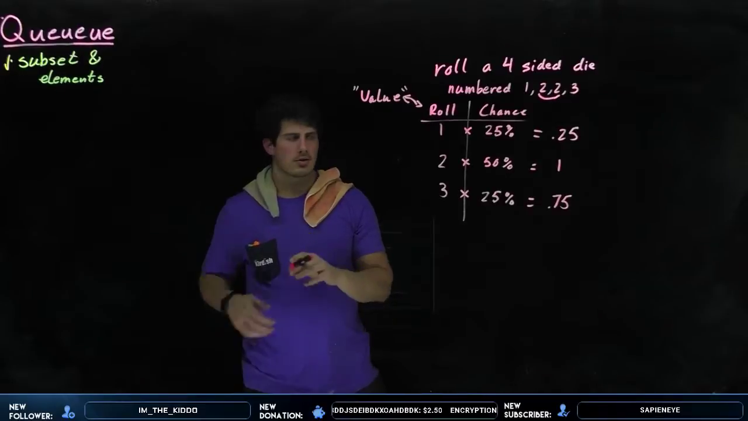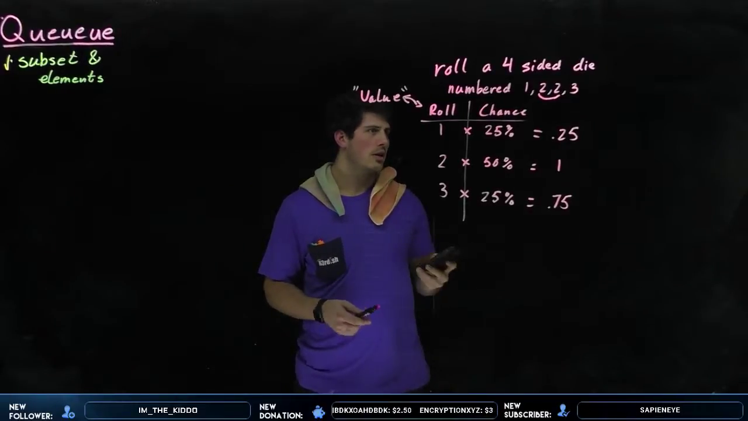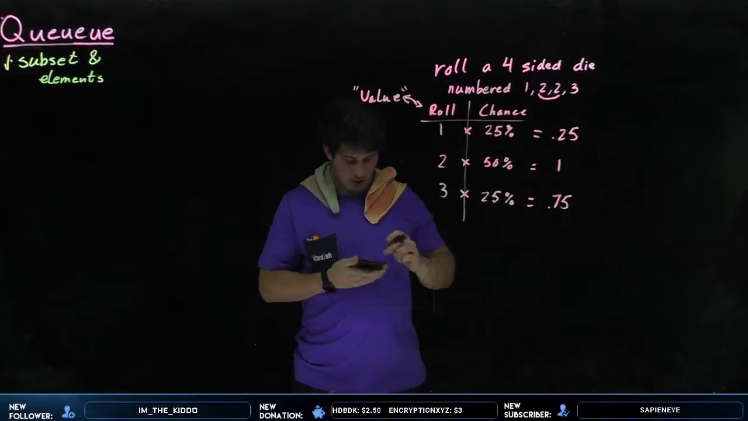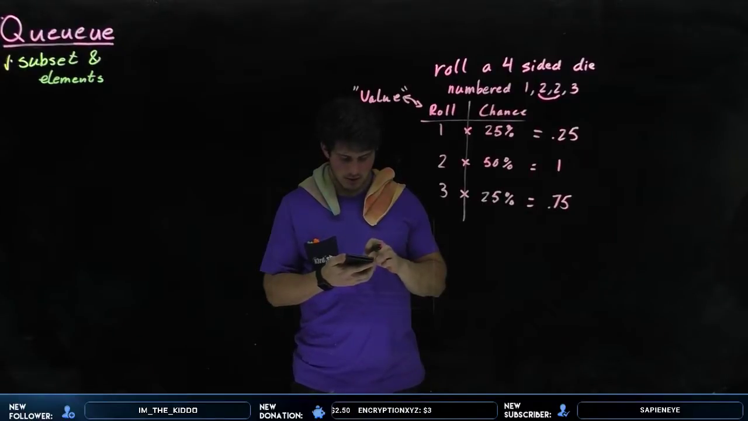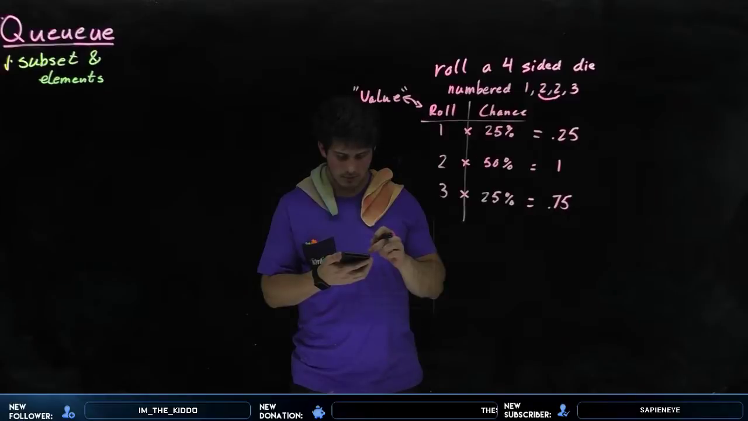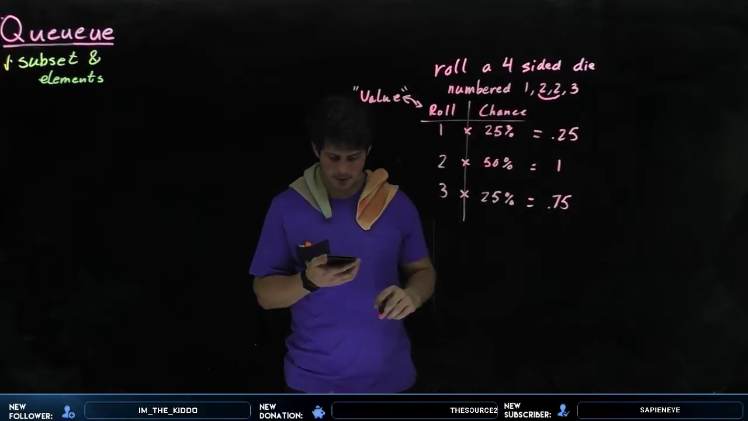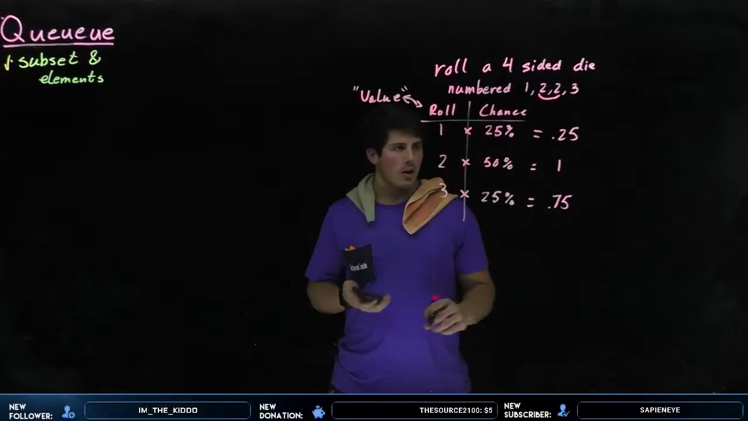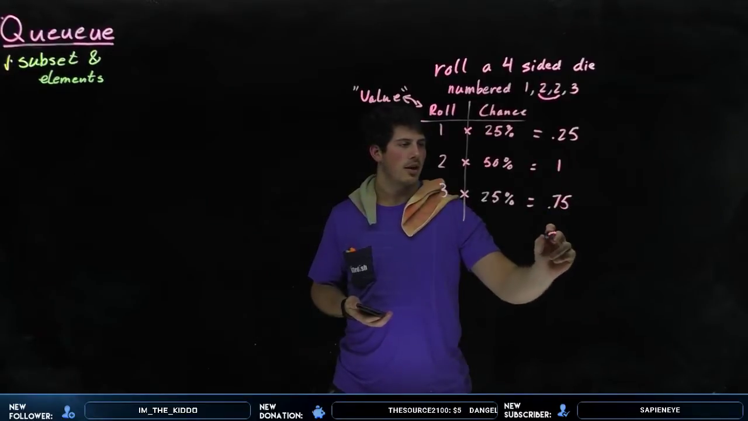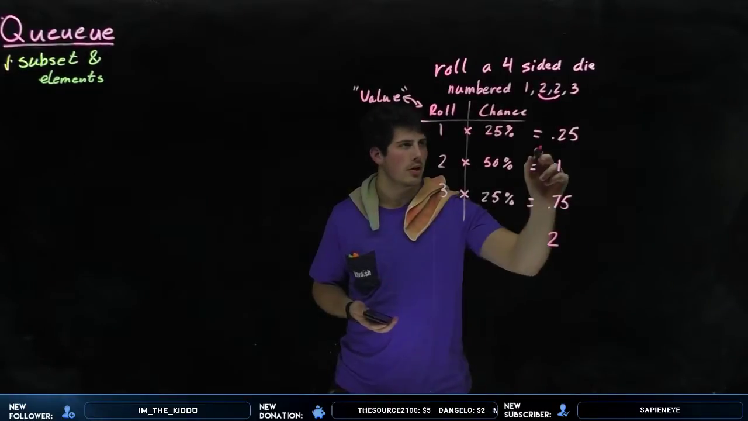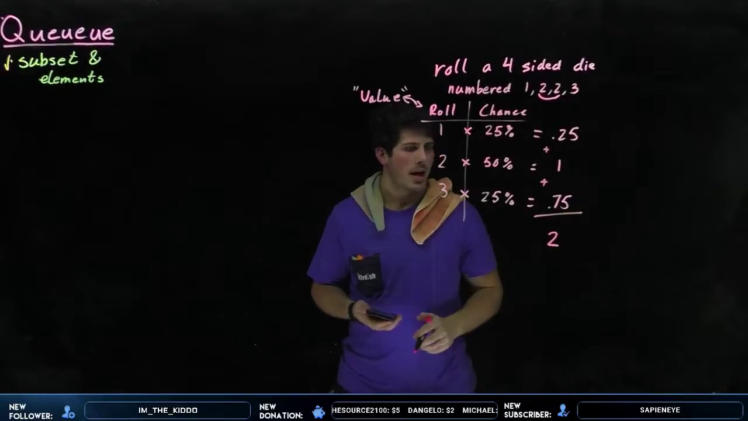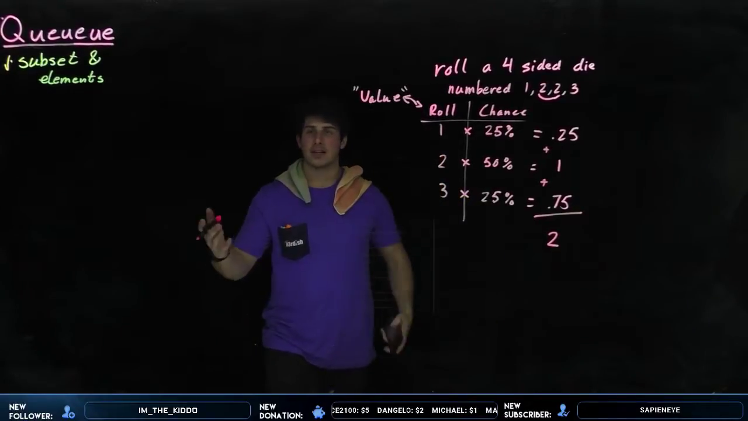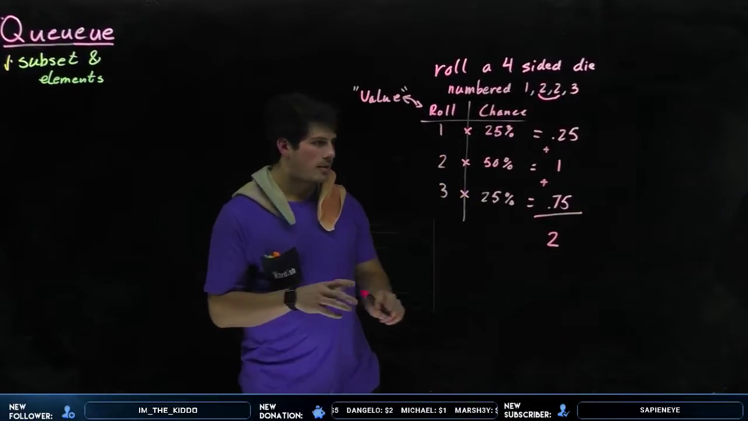I believe I also divide. So, no, I don't. I already took care of the division here. Now, I add these up. So my expected value is 2. Sorry, let's make that a little more clear. I add them up, and so my expected value, if I roll this, is 2.